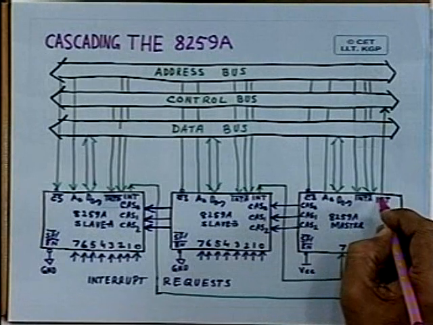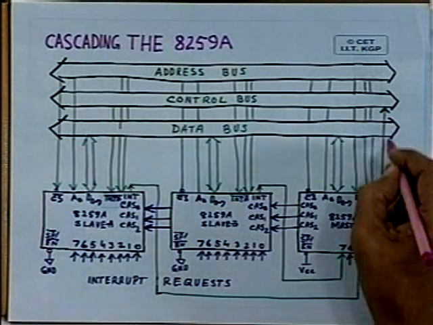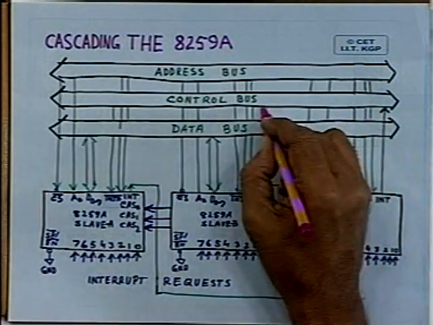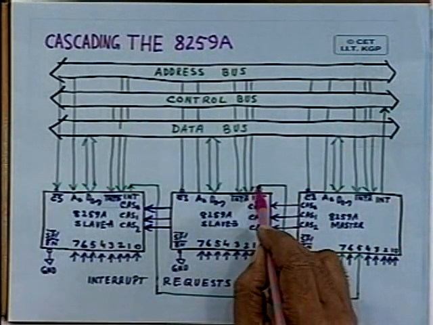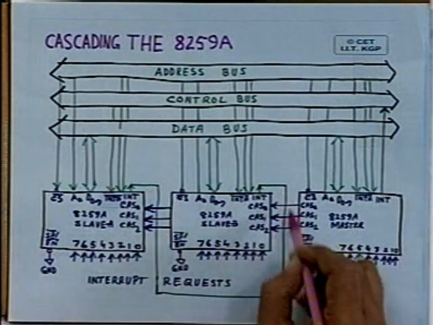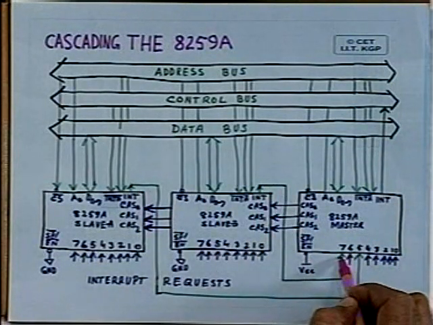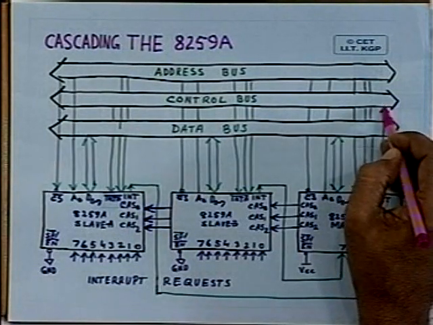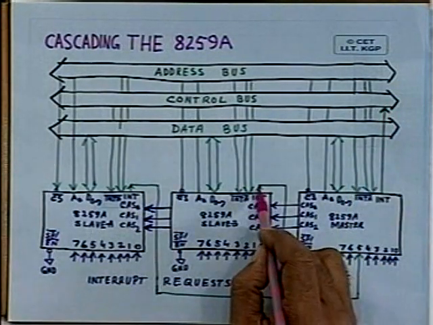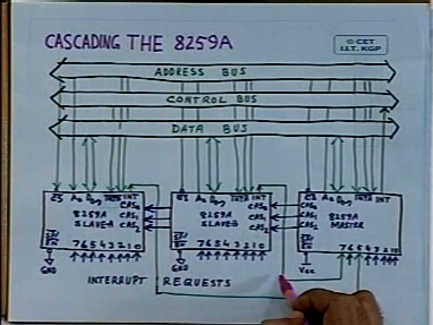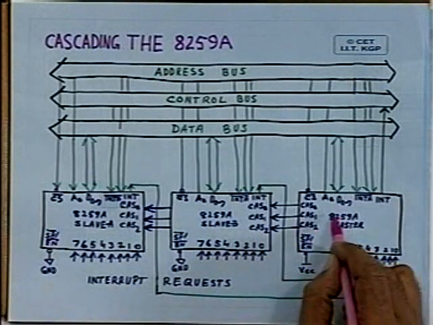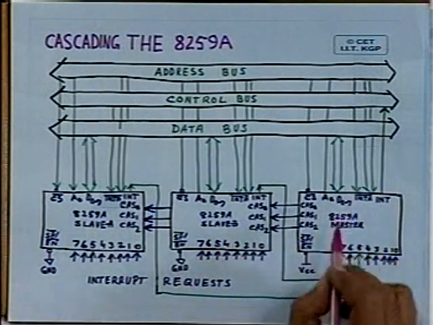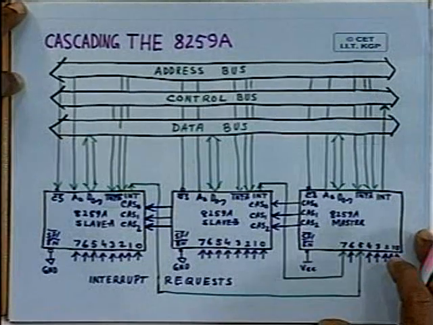You can see here, this interrupt is directly going to the interrupt input of the microprocessor. On the other hand, the interrupt lines from the slaves are coming to one of the interrupt inputs of the master. They are not going directly to the microprocessor's interrupt input; the interrupts generated by these interrupt controllers are coming to the interrupt inputs of the master instead of going directly to the microprocessor.